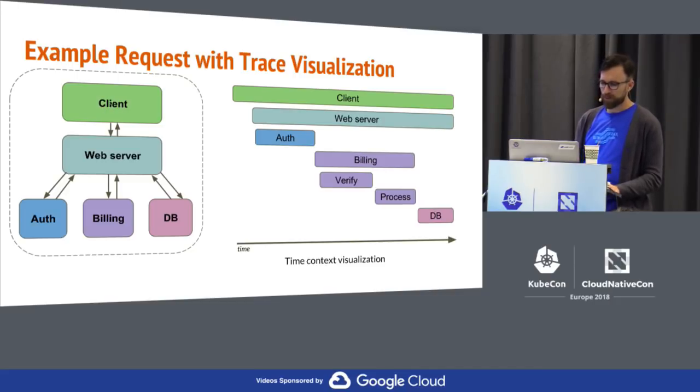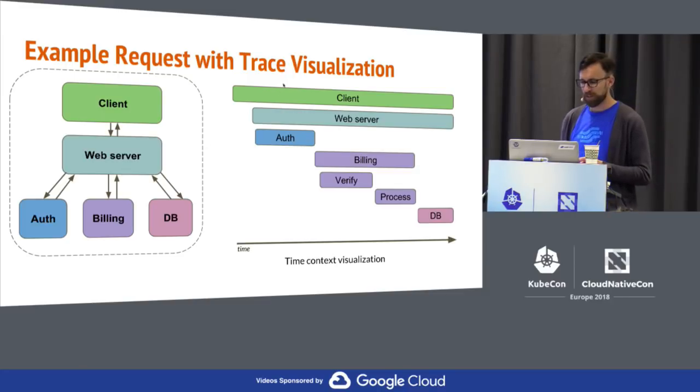This is just to make sure this really comes through. On the left, we have a structural diagram, like the type of thing we put on the whiteboard, of a client talking to a server that then talks to auth, billing, and a database. Tracing systems typically represent this as a timing diagram instead of a schematic diagram, mainly because there's so much concurrency in these distributed systems that it's very difficult to understand what's actually happening when you do it this way.